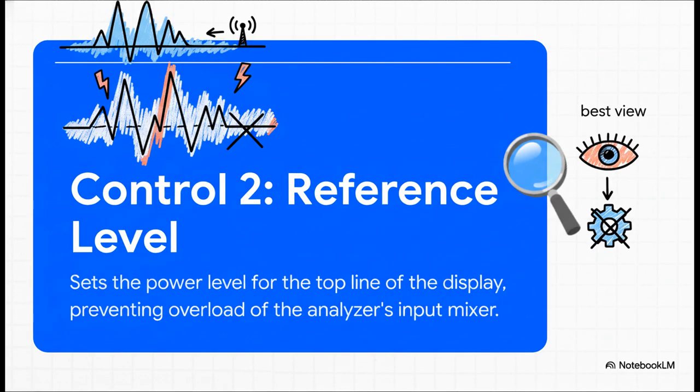Next up is the reference level. Now this one is crucial. It sets the power level for the very top line of the display. You want to adjust it so your signal's peak is sitting nicely near the top to get the best view. But, and this is a big but, you've got to be careful. If your signal goes above this level, you can overload the analyzer's super sensitive input, and that will create distortion and give you completely false readings.